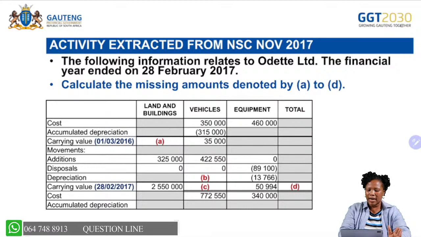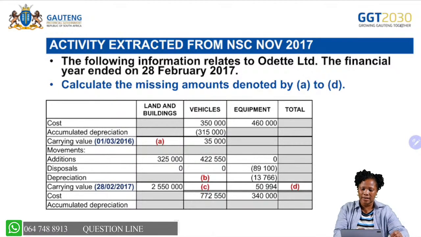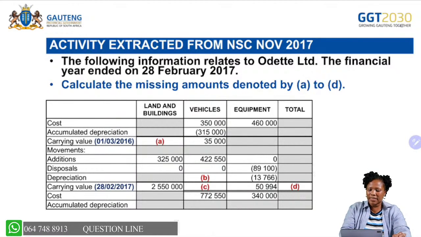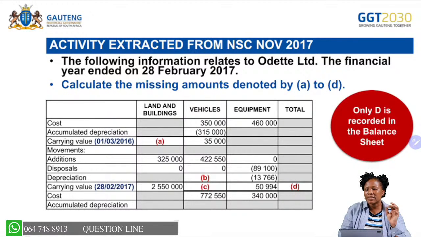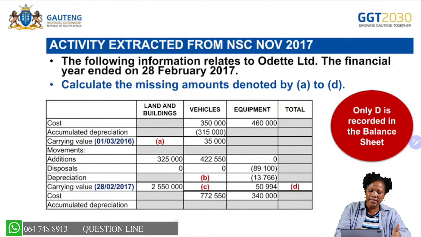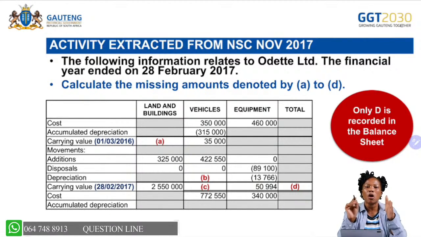And then your number B, we are missing the depreciation. And C, we are also missing the carrying value for the vehicles. And then when you check now, number D is missing. Remember what I said to you? Only number D is recorded in our balance sheet. Only number D. The rest of the information is not recorded because we will be taking the carrying value here for your land and buildings, your vehicles, as well as your equipment. So we report in our income statement and balance sheet at the carrying value for all the assets.